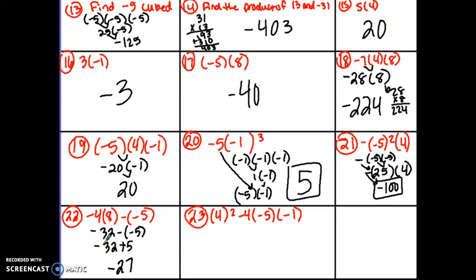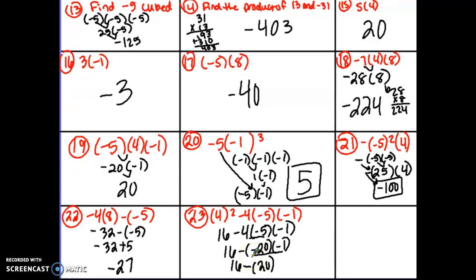Number 23. There's nothing I can do inside the parentheses, so I go into exponents. 4 squared is 16. Bring everything else down. Multiply left to right. I have 16 minus 4 times 5, negative 5, is negative 20. 16 minus negative 20 times negative 1, which is positive 20.